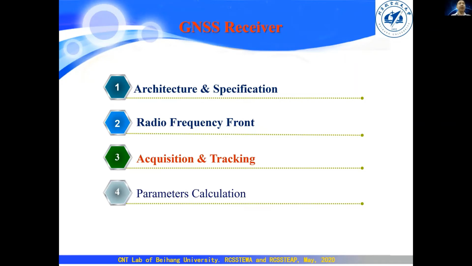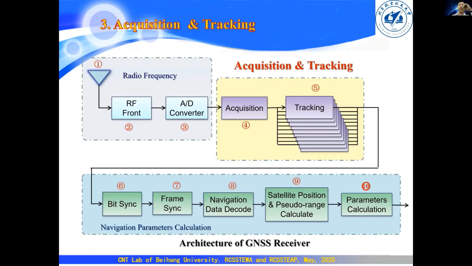The next part, in the receiver, is acquisition and tracking technologies. I will show you. Sorry, where's my pen? Okay, here. Acquisition and tracking are here. After the ADC, the signal becomes digital, so acquisition and tracking are used to process the digital signal.